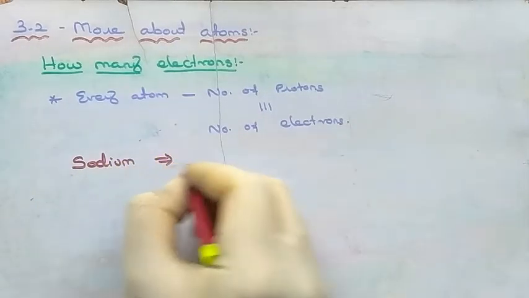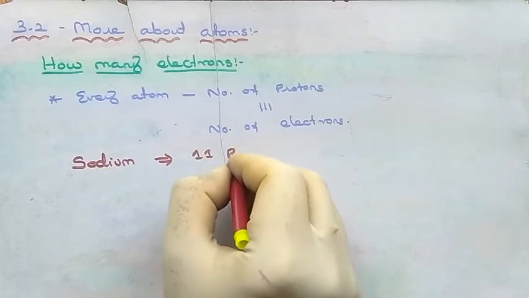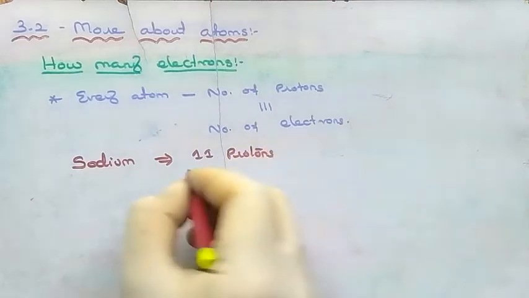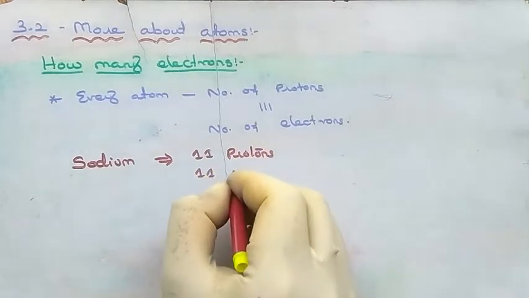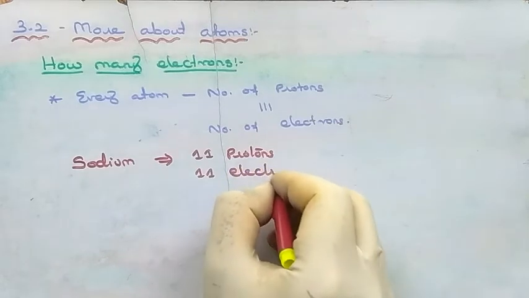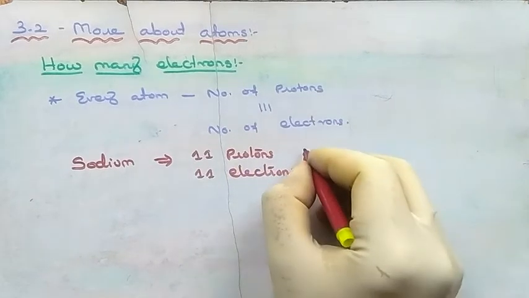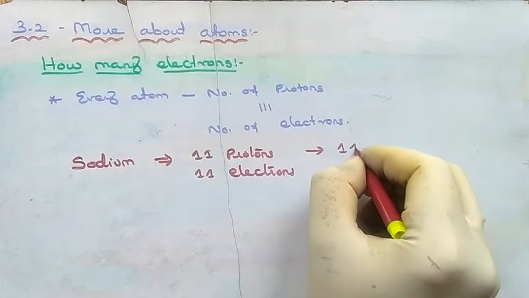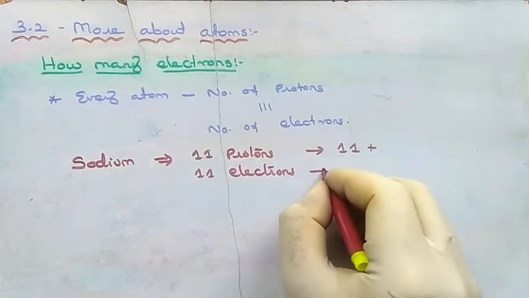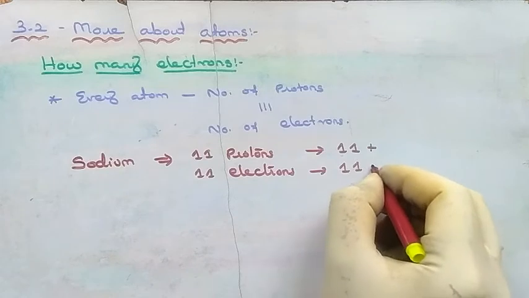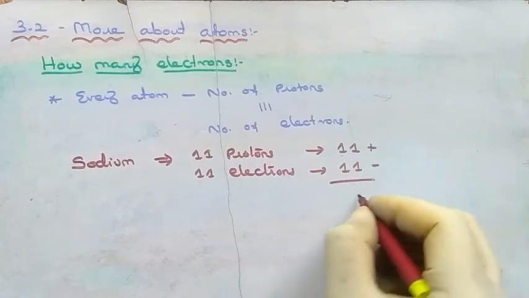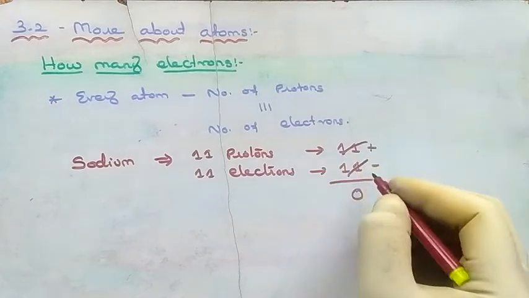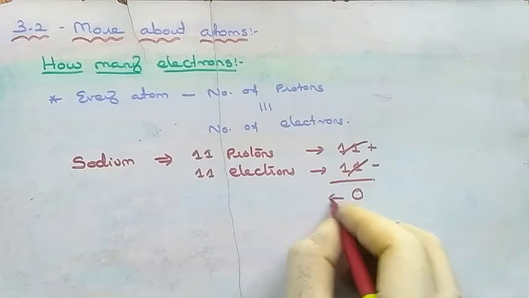In a sodium atom, there are 11 protons and 11 electrons. The charge of a proton is +1 and the charge of an electron is -1. So we will get 11 plus and 11 minus. So the net charge will be 0, which means the sodium atom will be in neutral charge.